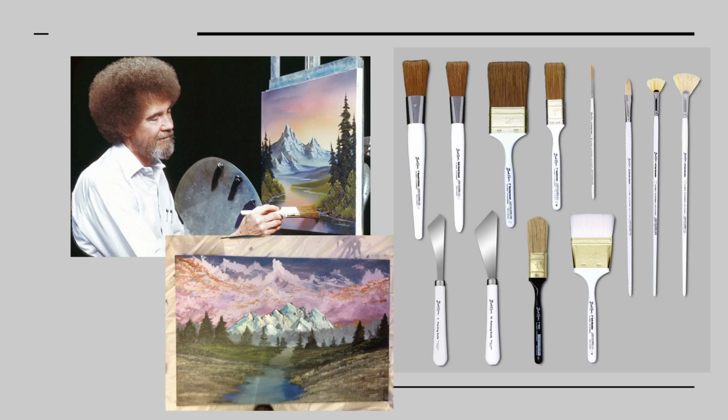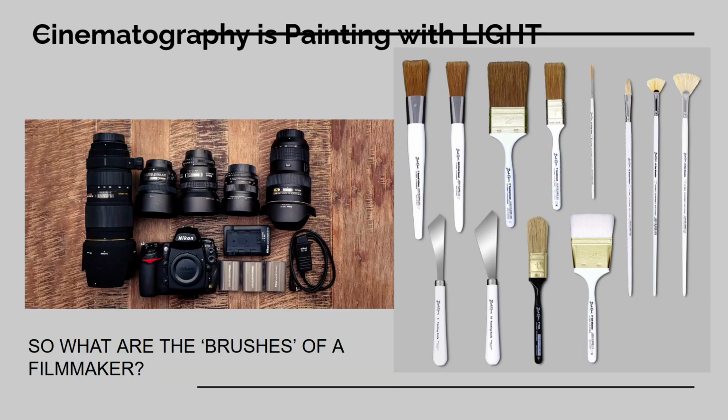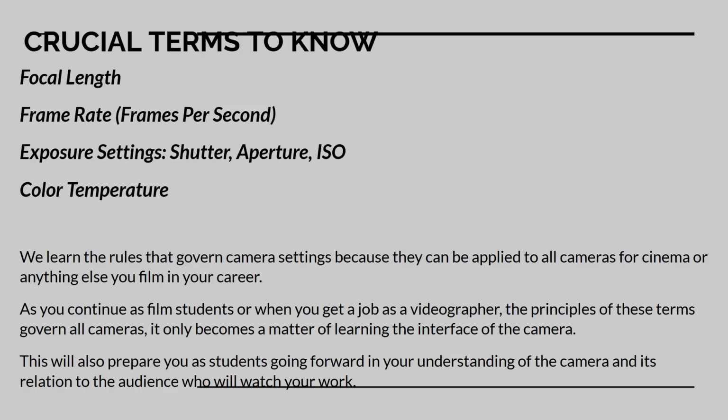There's a book on that as well. Beautiful book on cinematography, that it's just painting with light. So we need to learn the different brushes and the different brush strokes. So the brushes of the filmmaker really kind of come down to the camera and the lenses. We want to talk about some terms like focal length, which I had mentioned, frame rate or frames per second, the different exposure settings, shutter, aperture, ISO, and then color temperature.